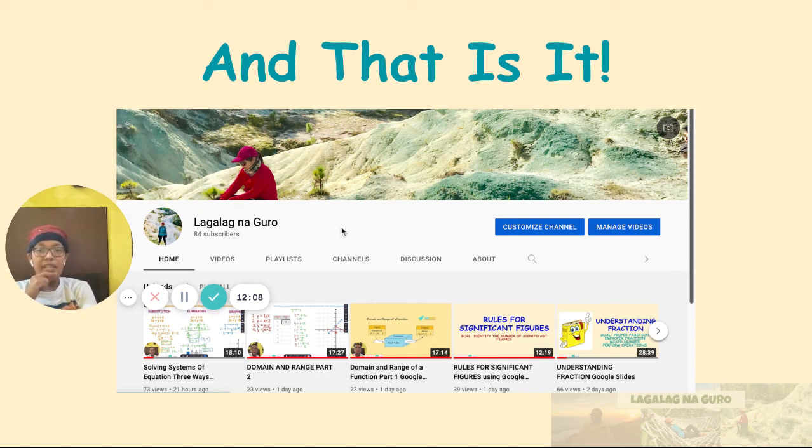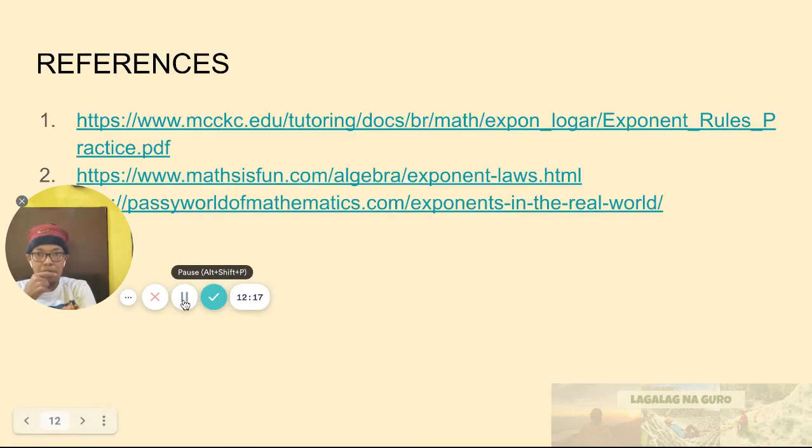So that's it, we have 6 general rules for the laws of exponents.